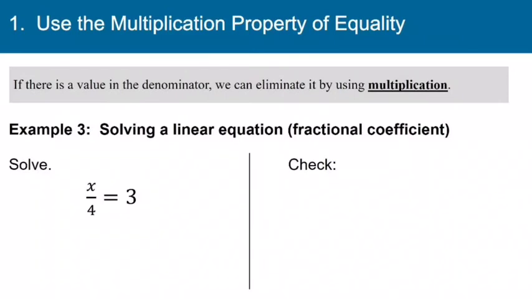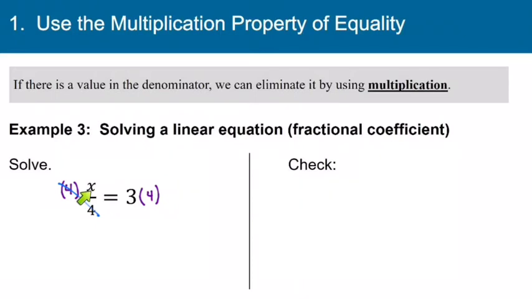Now the same way we eliminated integer coefficients by dividing both sides by the same number, we can eliminate values in the denominator if we multiply both sides by the same number. So let's look at example 3. Here we have x divided by 4 equals 3. So the opposite of divided by is multiplied by. So remember, we could cancel a factor from the top if we divided by that same number. We can cancel a factor from the bottom if we multiply by that same number. So I'm going to show multiplication by 4 on both sides here. 4 divided by 4 will still make 1, and we'll still be able to cancel out those 4's.